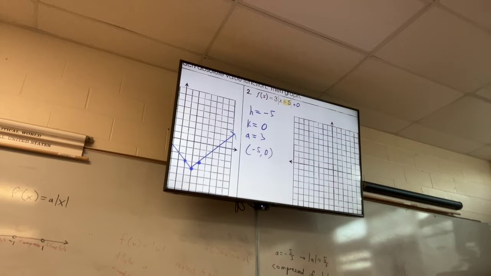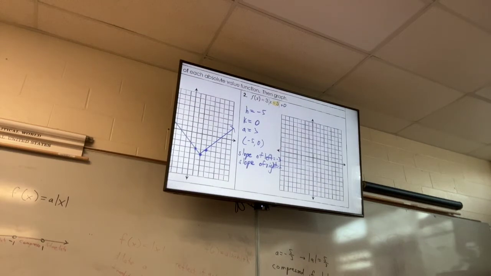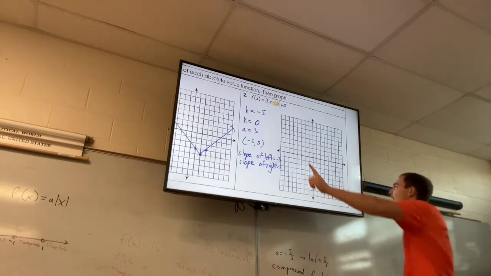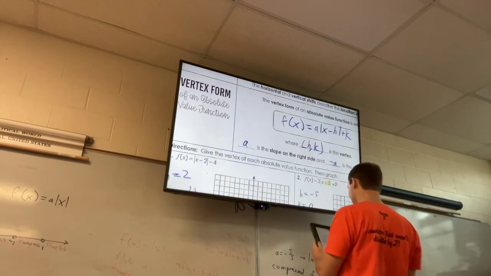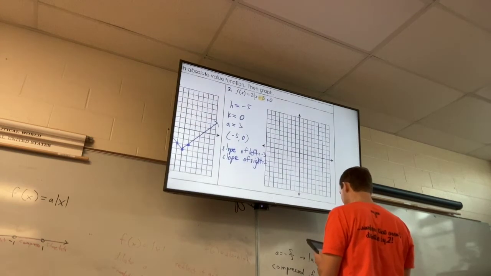So my A is 3, so the slope of the left side of that is -3, the opposite of A. The slope of the right side is going to just be whatever A is, so +3, okay? There you go. That's all the info we need to graph this, okay?